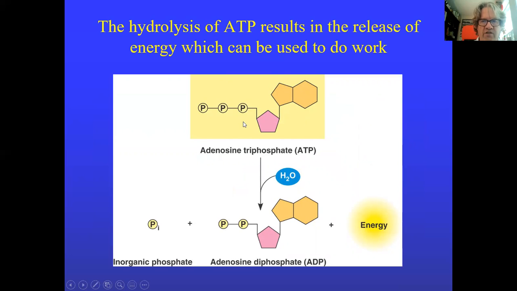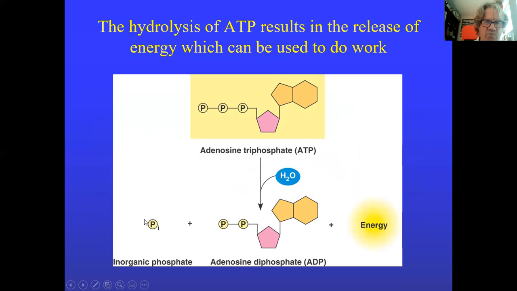So here's ATP in a schematic form, and you hydrolyze that to liberate that phosphate, and you get ADP, which is adenosine diphosphate, 2 phosphates, and energy, right? Well, this energy is not this amorphous thing. It's not just a magical thing that goes around and does things. This phosphate is where that energy is.